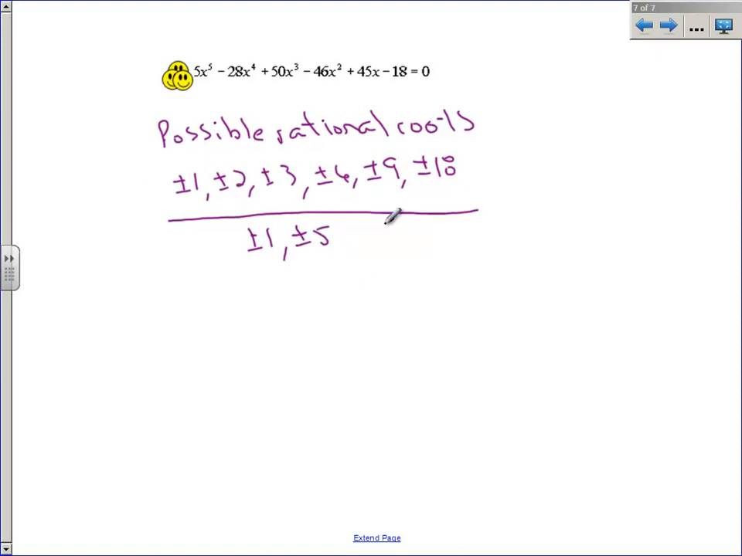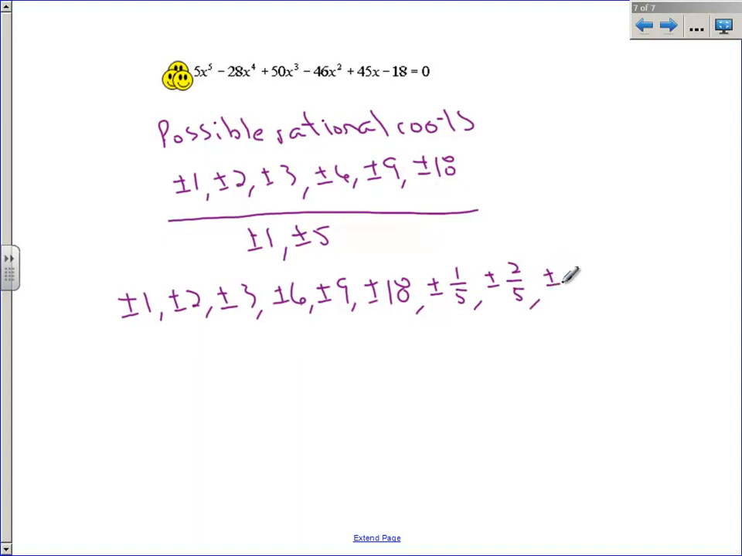Okay, so this is going to be a long list. So first of all, let's do all of these numbers over the 1. So plus or minus 1, plus or minus 2, plus or minus 3, plus or minus 6, plus or minus 9, and plus or minus 18. But we also need to list all of those numbers over the 5. So plus or minus 1/5, plus or minus 2/5, plus or minus 3/5, plus or minus 6/5, plus or minus 9/5, and plus or minus 18/5. This bad boy has a lot of possible rational roots.